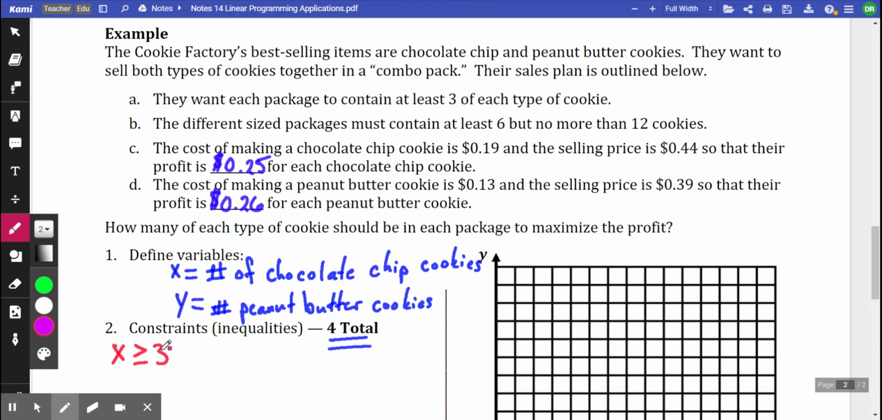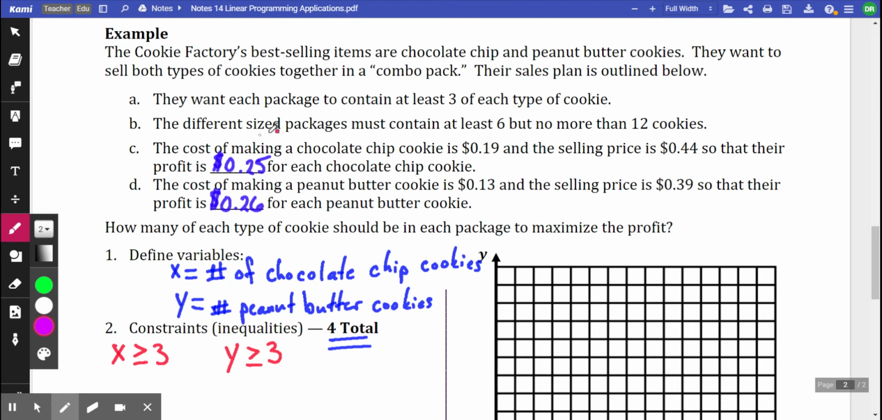Okay, so we'll have at least 3 chocolate chip cookies, and we're supposed to have at least 3 peanut butter cookies. So just like we did with X, we'll do the same with Y. We need at least 3 peanut butter cookies. Okay, there are 2 separate inequalities, so that is 2 of our 4 total constraints.